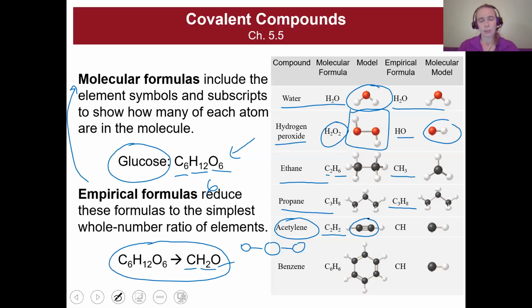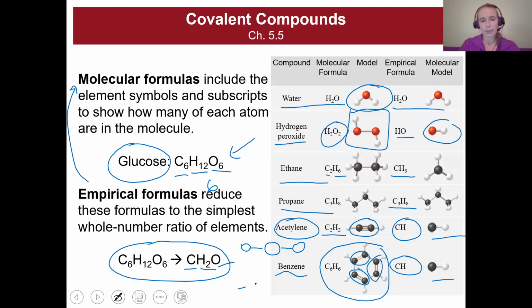But since there's C2H2, we can divide by 2, and our empirical formula is just CH. And then finally, benzene. Benzene is a fun molecule because it's this cool little ring. It's a hexagon, but we call it a ring in chemistry. And that's C6H6. We've got double bonds between some of the carbons, but not all of them. So we've got some hydrogens on there as well. So C6H6, we divide by 6 and get our whole number ratio of CH.